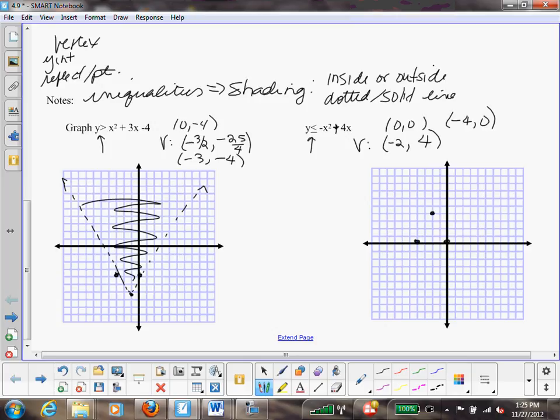Is this a solid or a dotted? Why is it solid? The equal sign in our inequality, right? Notice my arrows at the end. They go on forever. Put your pencil on the y-intercept. Travel either inside or outside my parabola. Which way am I traveling? Inside. What would it need to be if I wanted it to shade on the outside? Exactly. Are we good? Any questions?